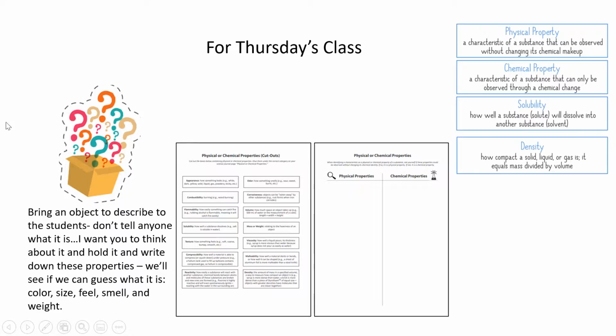Goodness gracious. So for Thursday's class, I do want you to bring the vocabulary. You are going to need it for this assignment here, which you could do on your own, and then bring it to class and we'll talk about it. All you have to do here is cut these out and glue them in here. Either they're going to be a physical property or a chemical property.